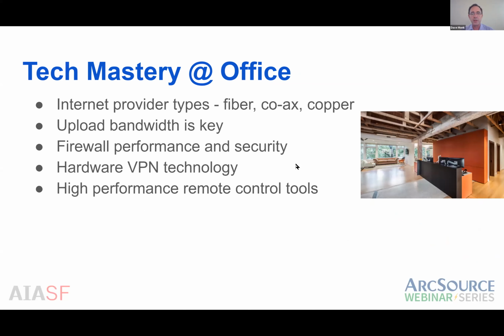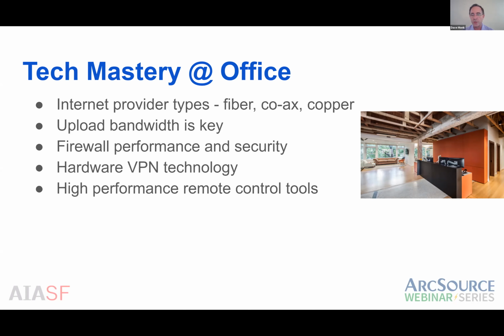The last thing I wanted to touch on before I turn it over to Rohit is what we're calling the tech mastery at the office strategies. The biggest keys to success here are going to be focusing on the best internet provider types. Fiber internet is going to be by far the best. Next is going to be coax technologies like Comcast. And lastly, copper-based technologies, which might be anything from AT&T to a dozen other vendors that use traditional DSL or bonded DSL technologies.